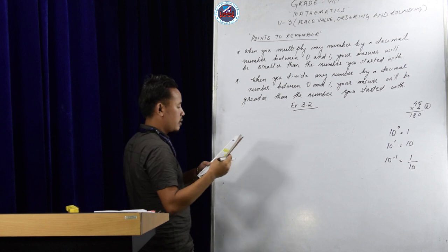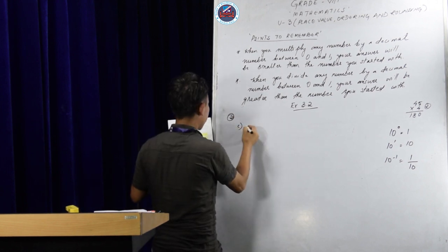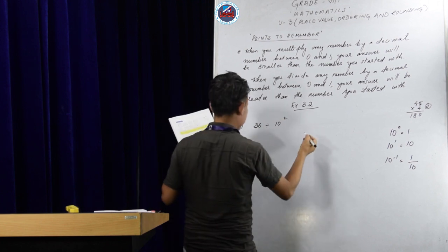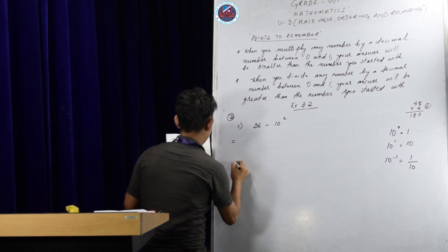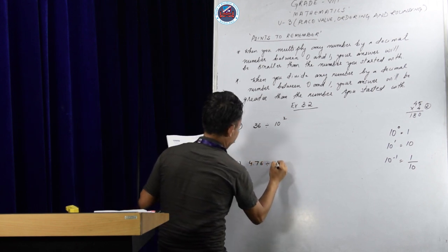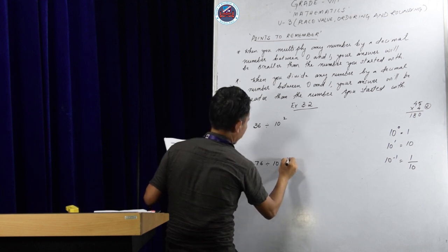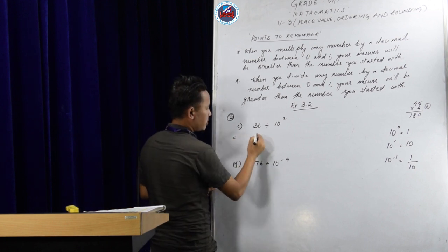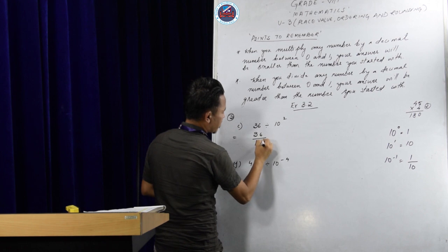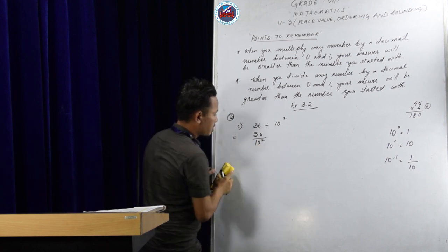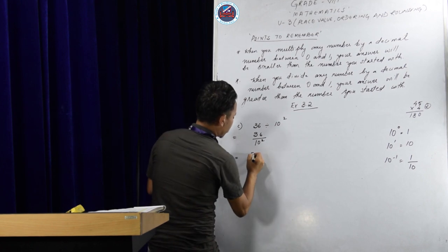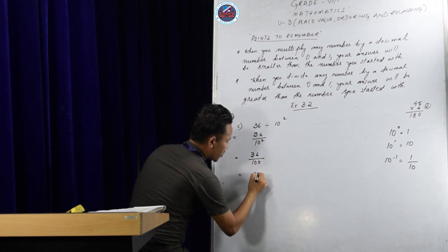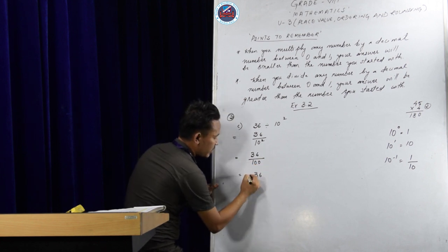And from question number 2, I shall be doing 2 sums. That is number C, 36 divided by 10 square, and number J, 4.76 divided by 10 to the power minus 4. Simple. Let's start. 36 divided by 10 square. 10 square gives us 100. Easier to understand. We have 2 zeros, 1, 2. The answer is 0.36.